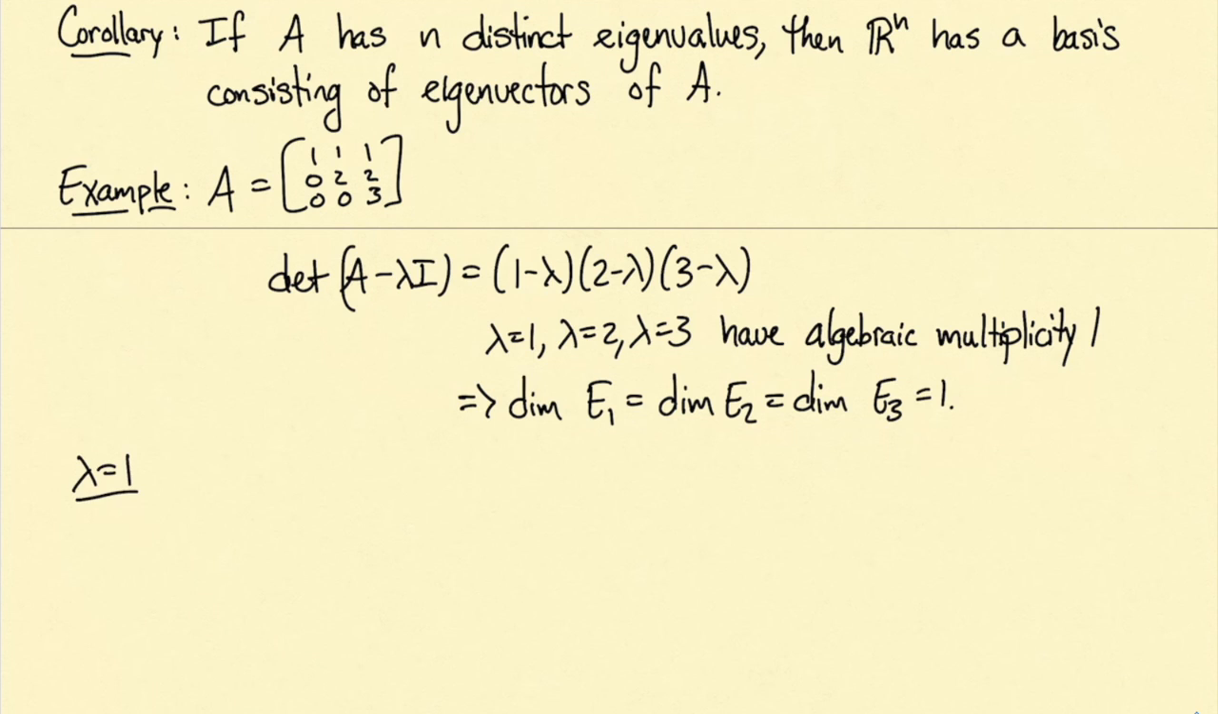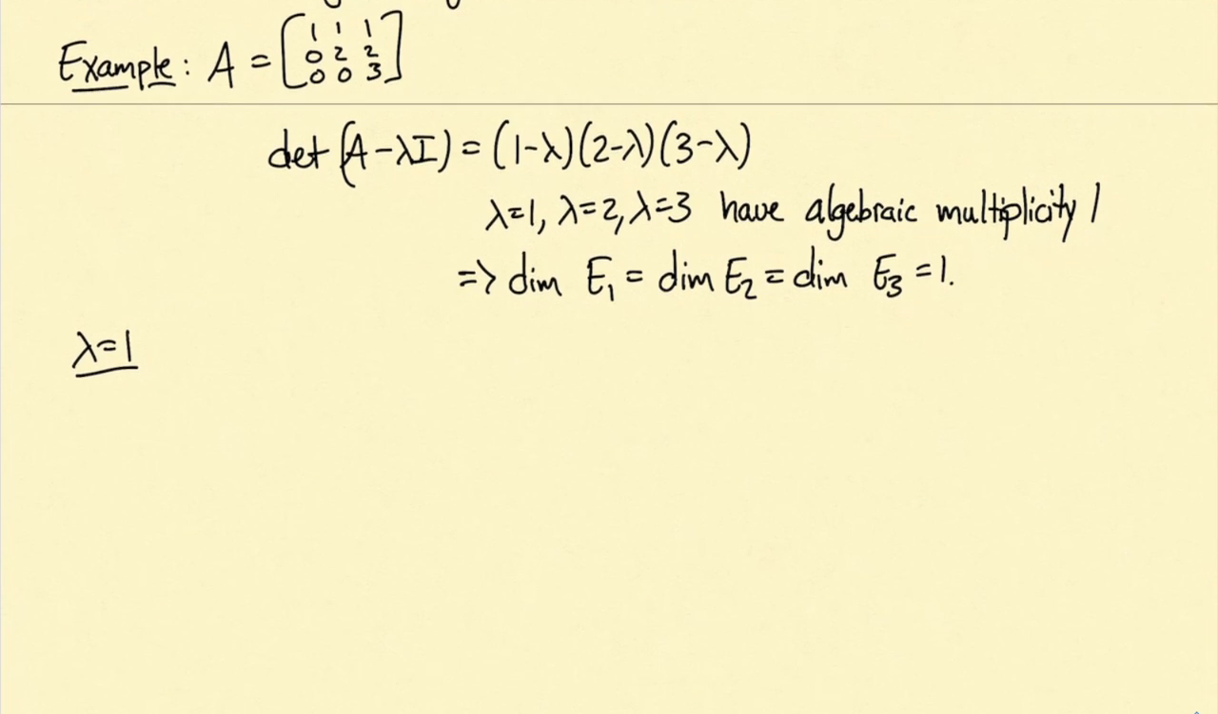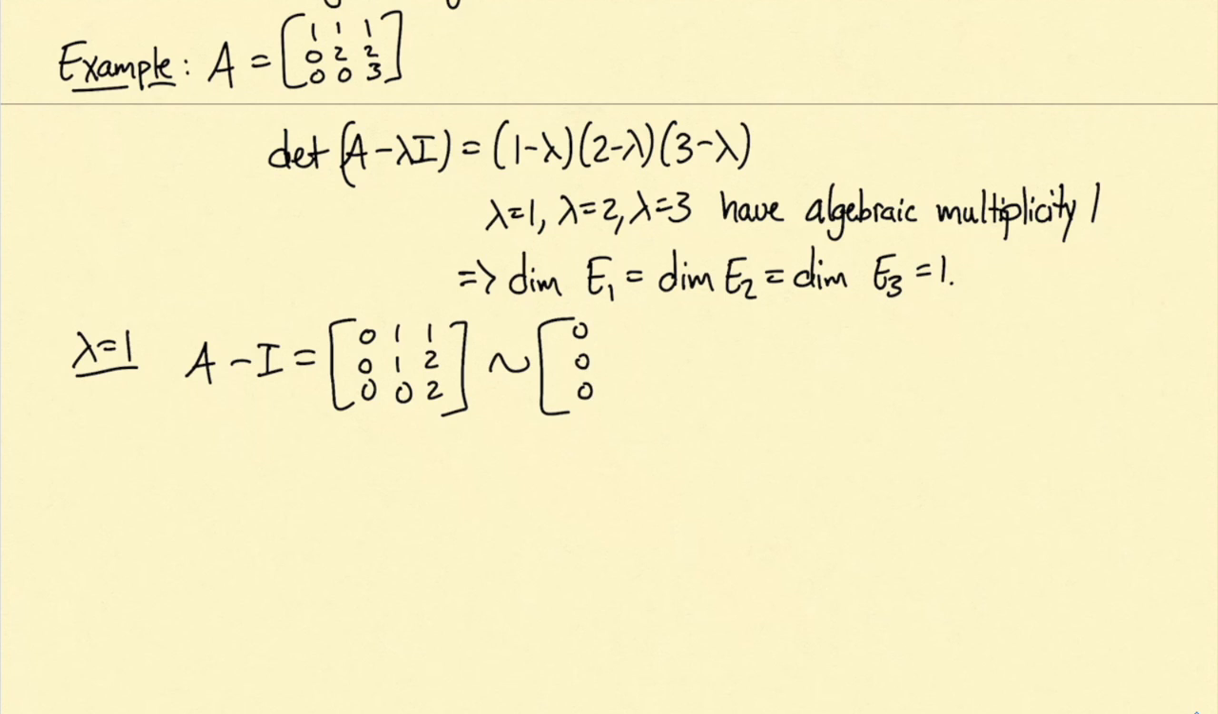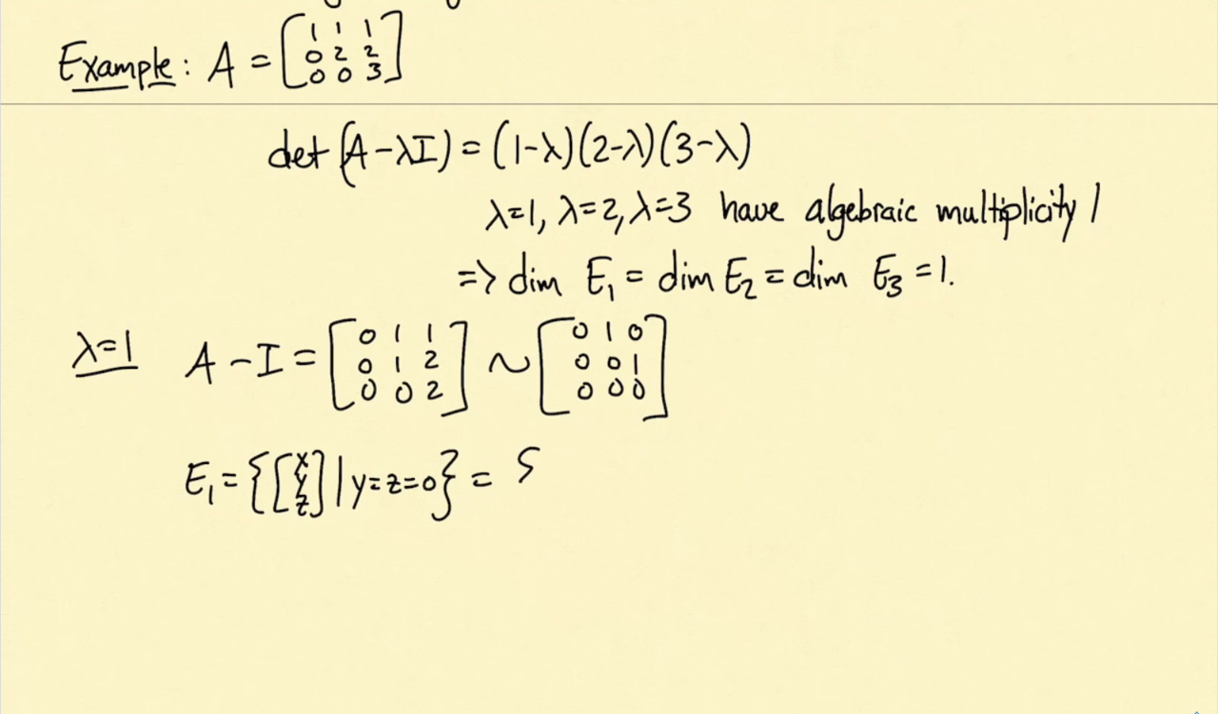When lambda is equal to 1, the matrix A minus I has 0, 1, and 2 down the diagonal and the same off-diagonal entries as A. The reduced row echelon form is then 0, 0, 0, 1, 0, 0, 0, 1, 0. This tells us that E1 is the line cut out by the two equations y equals 0 and z equals 0. That is, the x-axis in R3.